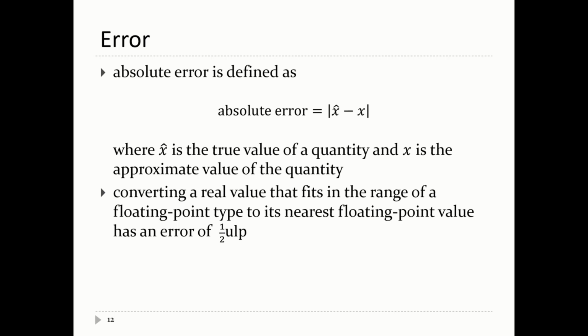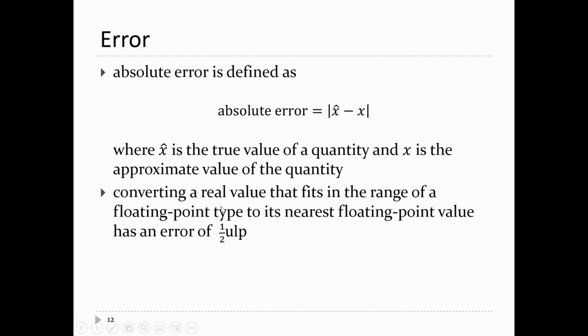Okay, absolute error you should know. Absolute error is defined as the absolute value of the true value minus some other value. So if you're trying to estimate or approximate or calculate some value, that's x hat, and the true value of the thing you're trying to estimate is x. And then typically when you compute an error, you compute the absolute value.